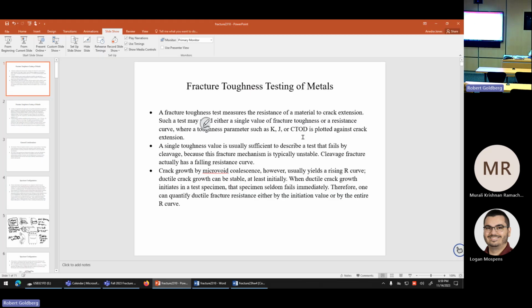So that's what we have for today. And as I said, for your homework, you'll be playing around with all this in detail. What we'll do next week is finish up our discussion of testing for the KR curve, and then we'll also talk about how to do testing to determine the J integral and the crack tip opening displacement.